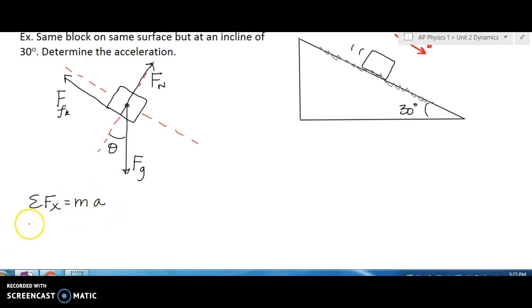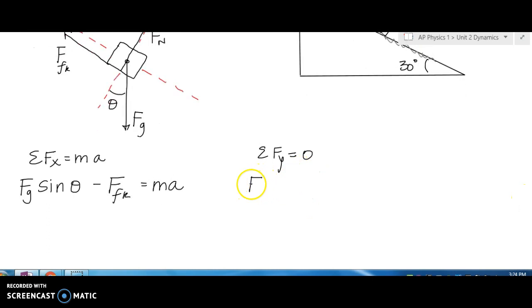Then in the x direction, if I let down be positive, that means that mg sine theta, the weight component along the incline, minus the force of friction kinetic would equal ma. And in the y direction, it's not hopping up off the incline or sinking into the incline, so the net force in the y direction is balanced at 0. So that means that the normal force pointing away from the incline minus the weight component that points into the incline is equal to 0.